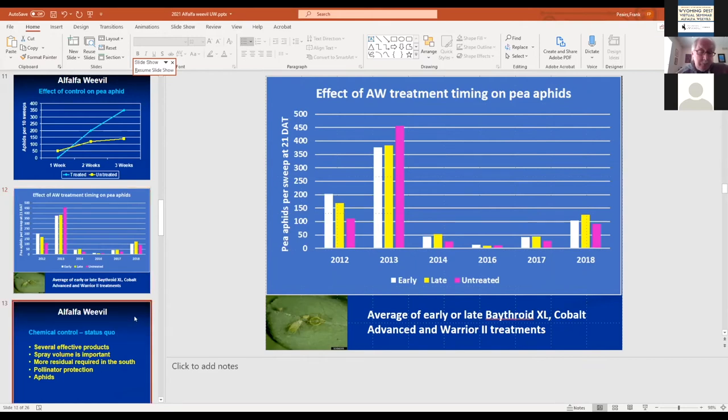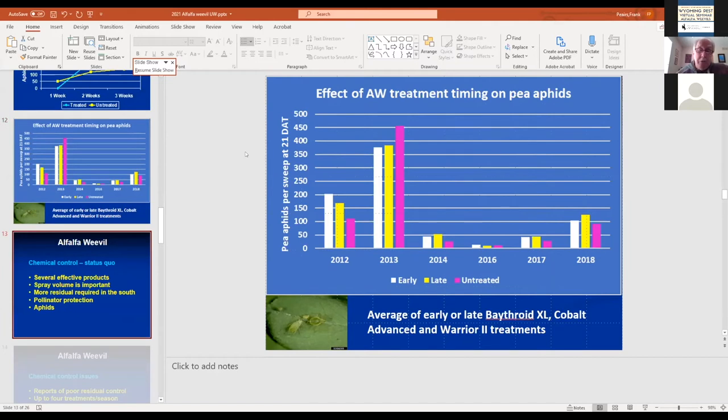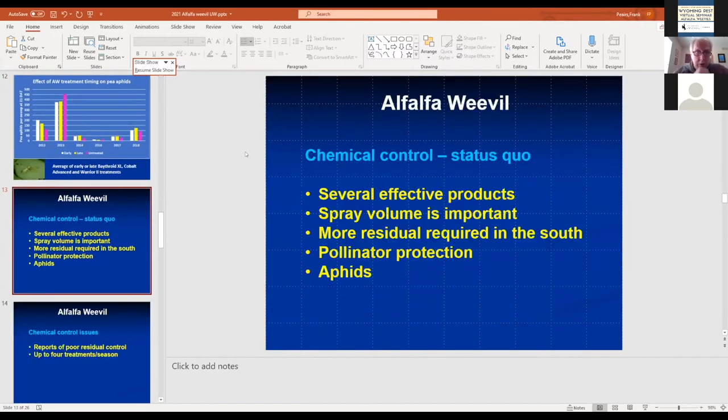So that brings us to kind of the status quo. In other words, this is what I've been telling growers for decades now. First of all, that there are several effective products, and that would refer back to that list of insecticides we've tested over the years. I also tell them that spray volume is important. There's a lot of canopy in this crop, and getting good coverage can be a challenge.